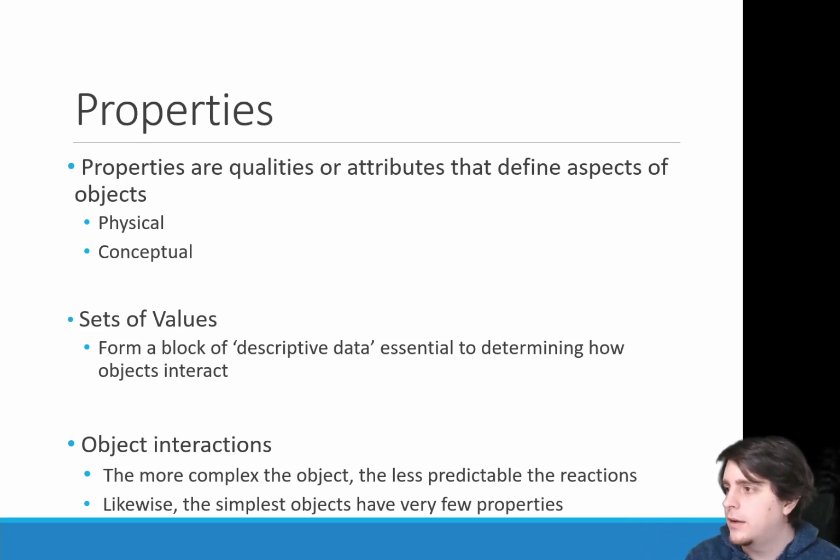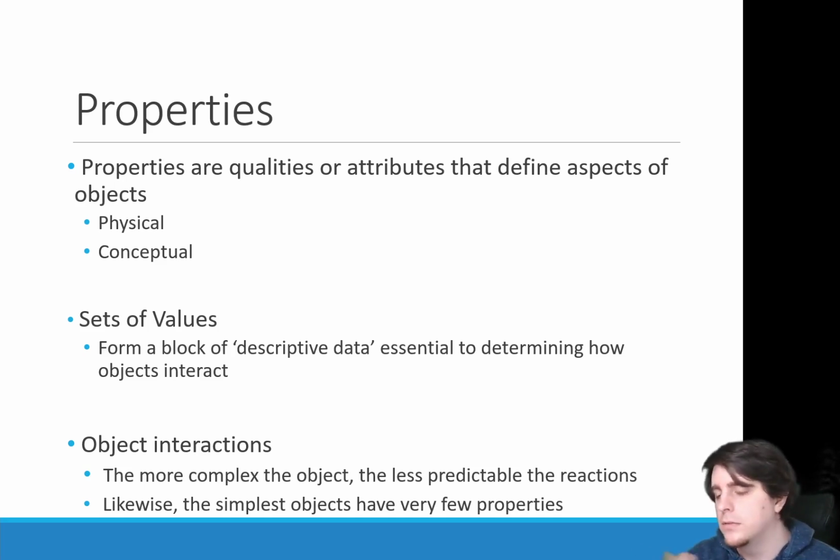It can be something simple like height, weight, type of object, like it's a sword, great. But it can also be the texture that's applied to that object. It can be the sprite that you're using, the animation, and so on. But really properties form this set of descriptive data that is what forms the basis for how objects will interact with each other.